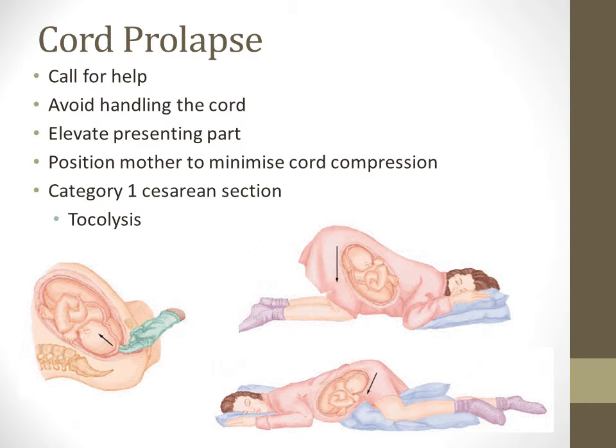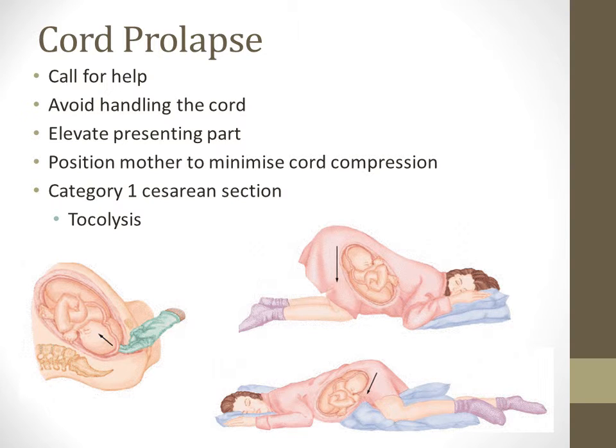Cord prolapse is one of the obstetric emergencies and a complication of malpresentation. If cord prolapse or cord presentation is diagnosed on VE, call for help. Avoid handling the cord, as excessive handling may cause spasm. Instead, insert 2 fingers in the vagina and elevate the presenting part. The presenting part may also be elevated by catheterizing the patient and filling the bladder with warmed normal saline. The mother should be encouraged into the knee to chest position to further relieve pressure on the cord.